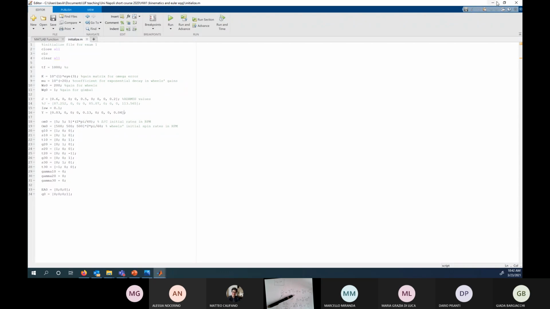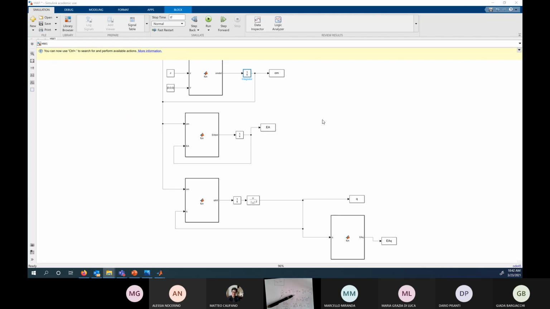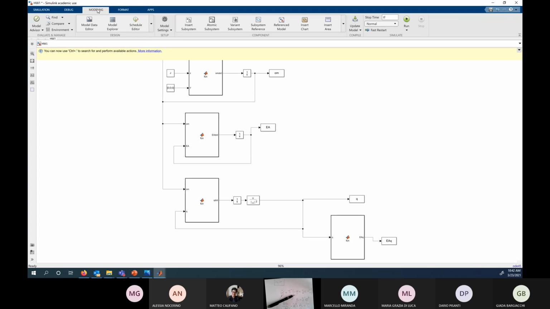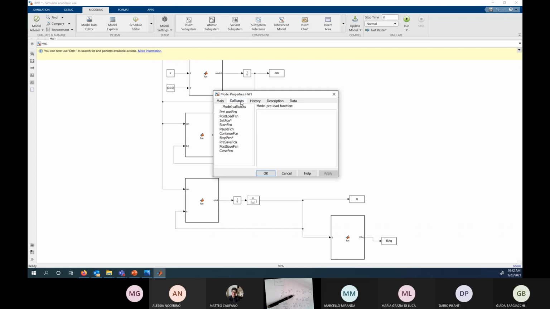per second. So how does Simulink know that it needs to use that MATLAB file where all these initial values are defined? You go to modeling, model settings, properties, callbacks, init function. You just type in the name of the M file. So when you hit run for the Simulink model, it will first run this MATLAB file.